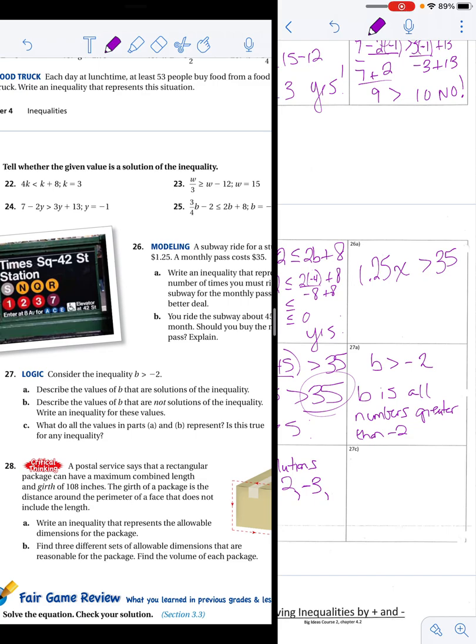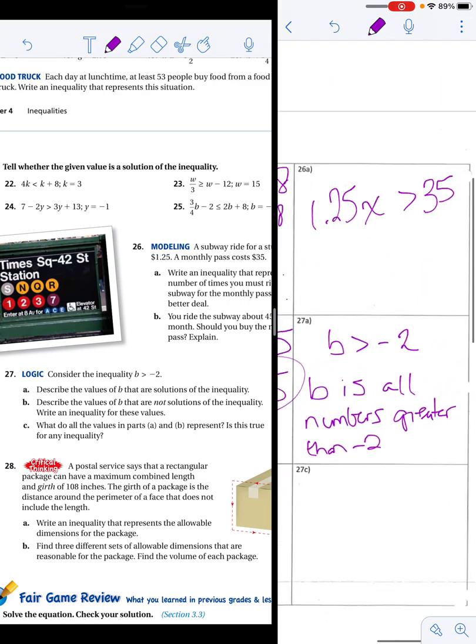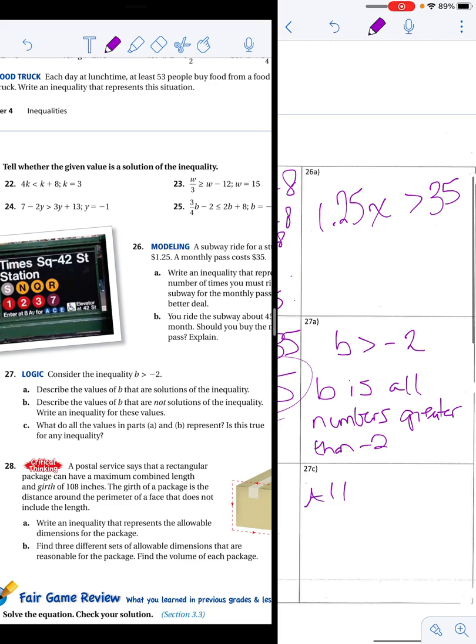And then 27C, what do all the values in part A and B represent? Okay, so these are all real numbers, guys. We're not going to say integers, though, because remember, integers are positives and their opposites. And B could be decimals, like a -2.5 or anything like that. So we're going to put all real numbers. Okay, and then is this true for any inequality? Yes, all real numbers.